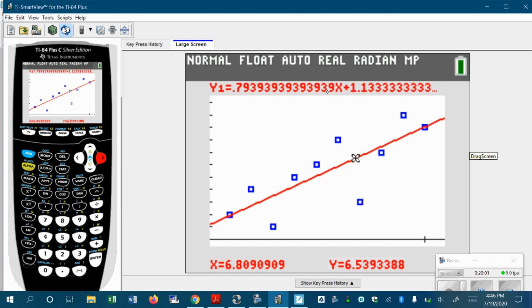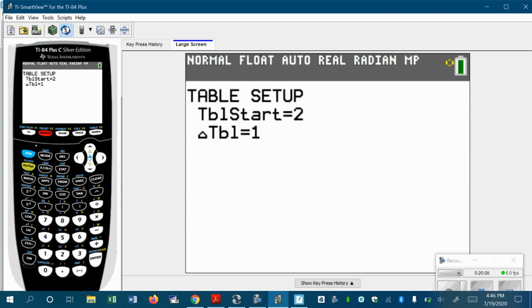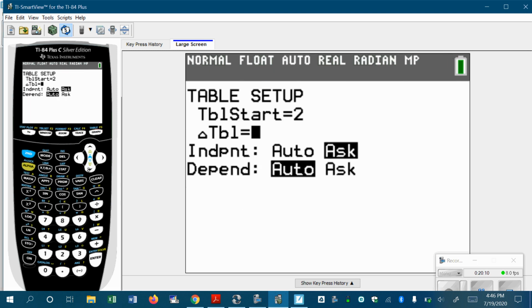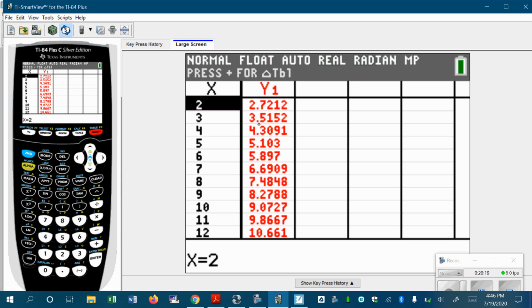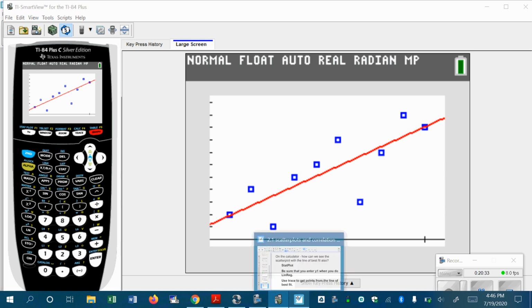So those are some important things. I can also look at the table. If you look in the table, oops, my table isn't set up very well. Let me change that. I want it to automatically fill in. Okay, so back here in the table, now it's telling me all sorts of different ordered pairs that are on my line of best fit. So that would be another place that I could go if I wanted to find some ordered pairs in order to come up with this graph on a piece of paper.